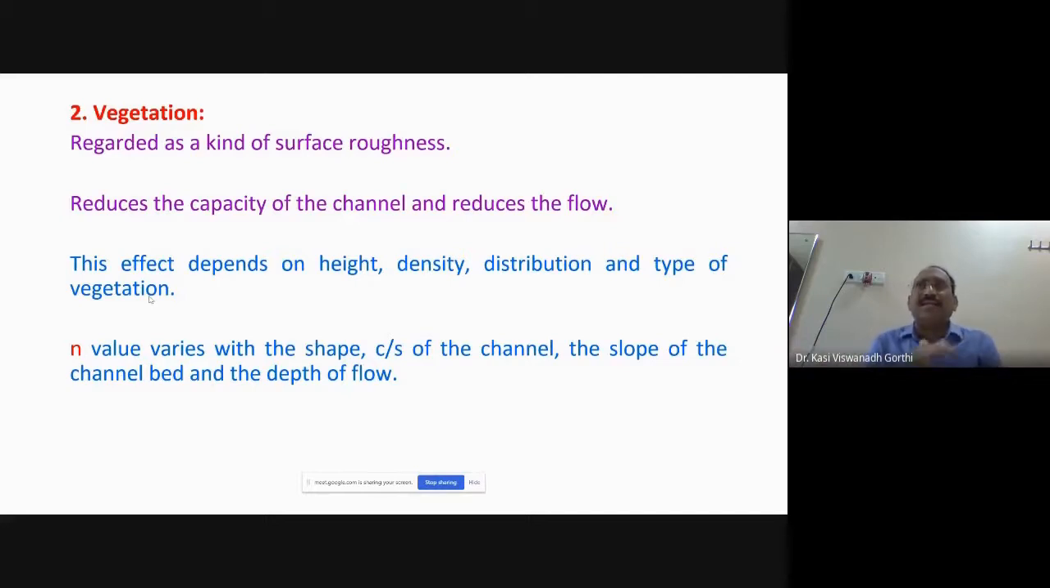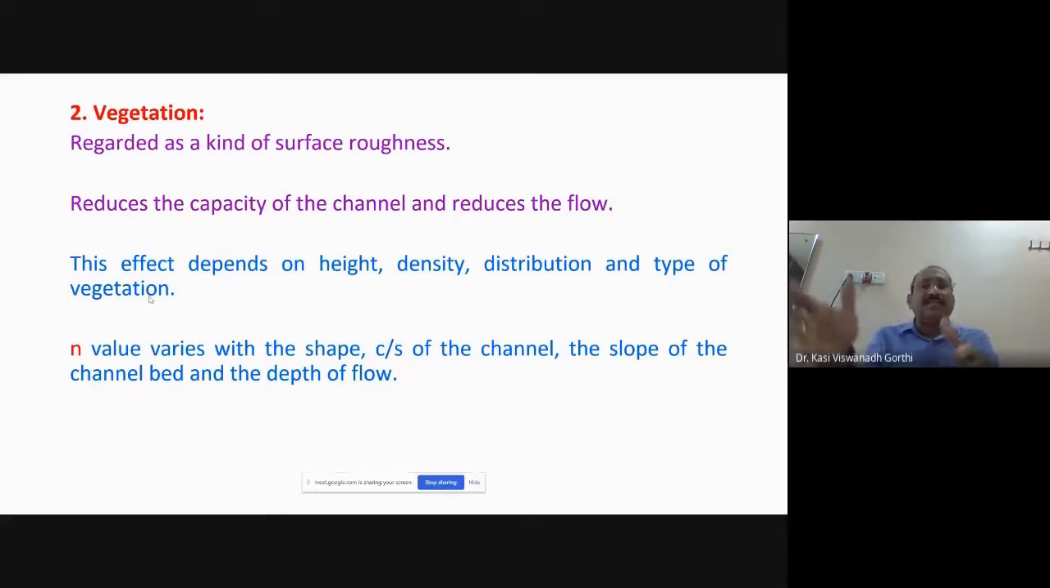If the channel bed and sides are formed with fine-grained soil particles, the surface becomes smooth, the value of n becomes low. If they are formed with bigger boulders and gravel, naturally the surface is more rough and the value of n also becomes more. Second, a parameter which affects Manning's n is vegetation.